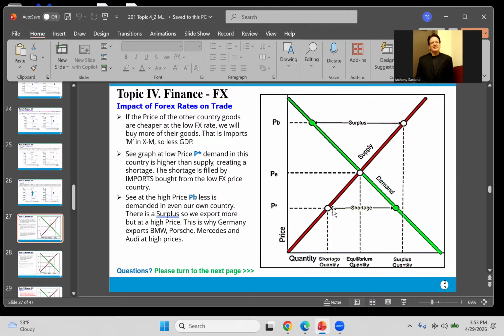So please understand, a shortage here means imports because you don't have enough goods at the low world price, and so you have to bring them in from overseas. And a high price over here in your country means exports because you have a surplus, you have too many cars you can't sell, and so you're going to put them on boats and ship them overseas. And we will pause right there for the moment.